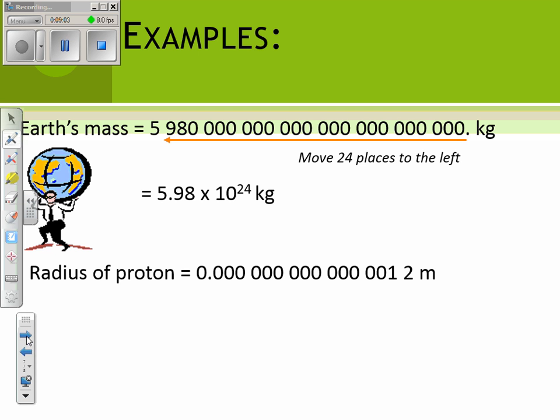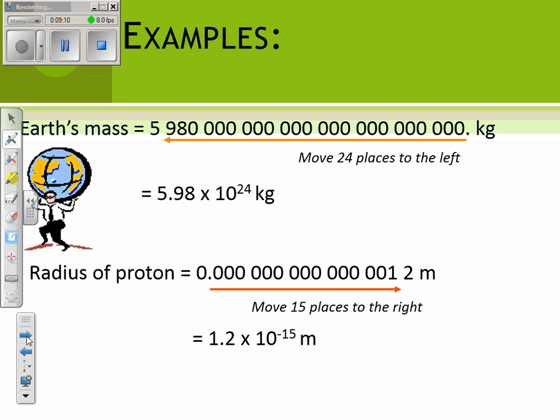And then for this very tiny number, we would be moving it 15 spaces to the right, so that would become a negative because that's how many we'd have to move it back. And since it's a small number, it becomes a negative value.